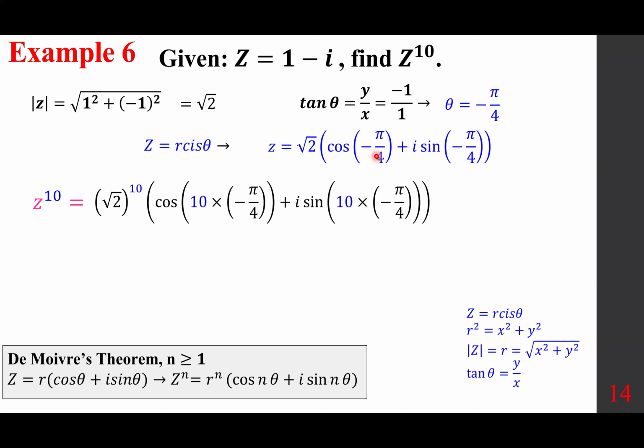So the square root of 2 to the power of 10 is the same as 2 to the power of 5. I hope you know that. And this angle is minus 10 pi over 4, or minus 5 pi over 2. 2 to the power of 5, everybody knows, is 32.